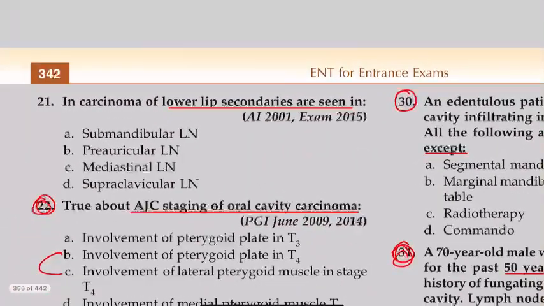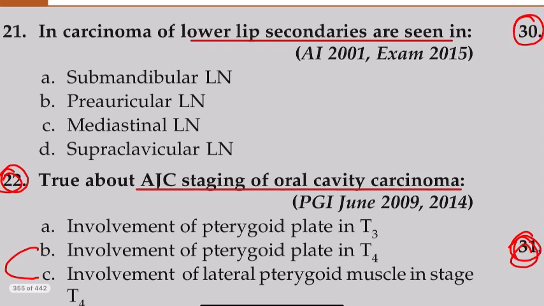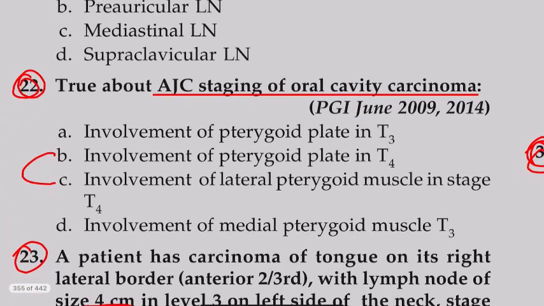Okay, moving to our next question. Carcinoma of the lower lip, secondaries are seen in, where? These are seen in the submandibular lymph node. Now, here the lower lip secondaries are seen in the submandibular lymph node only. True about AJCC staging of oral cavity carcinoma, right? Involvement of the pterygoid plate is T4, right?